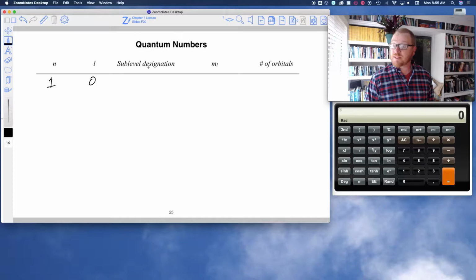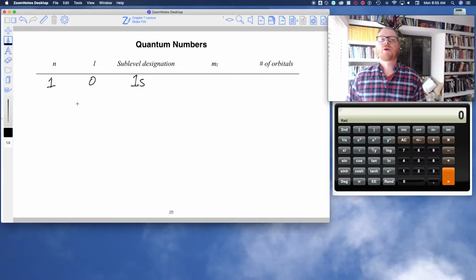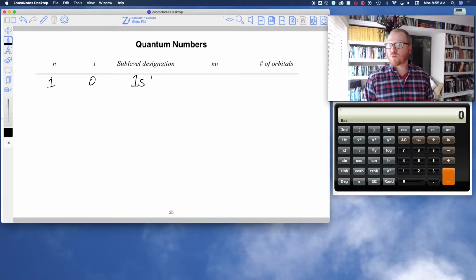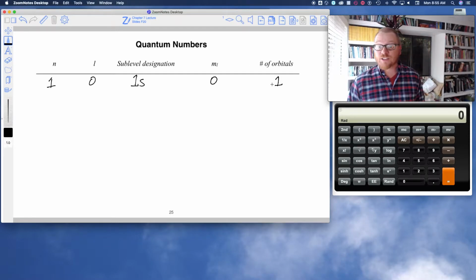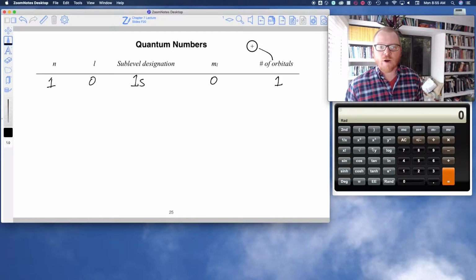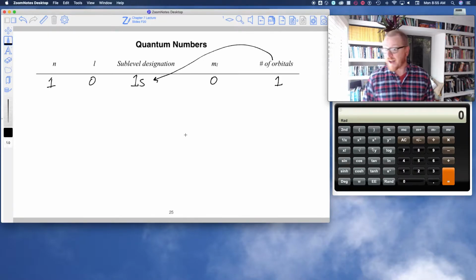And my sub-level, I haven't introduced this yet, but my sub-level I would call 1s. Right? Remember, because when L is equal to 0, we call that S. And based off of n, our sub-level designation becomes 1s. And I only have one ml number, 0, that's based off of L. And that means I only have one orbital. And that orbital is called the 1s orbital. Okay? So I'll draw an arrow to that and say that's called the 1s orbital.